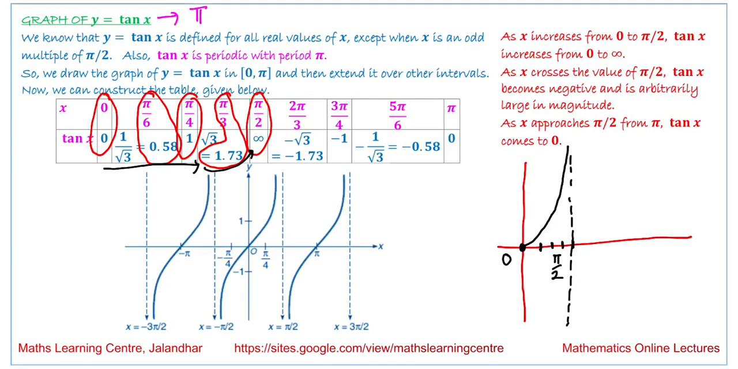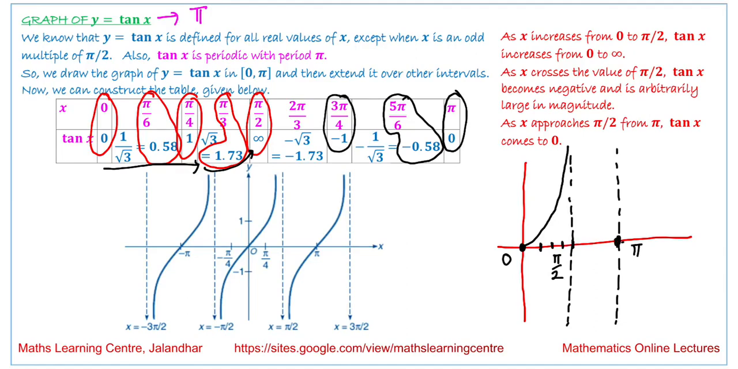Next we are plotting for the interval pi by 2 to pi. We are drawing the line over here. Corresponding to pi, the value is 0. Corresponding to 5 pi by 6, the answer is minus 0.58, then minus 1, then minus 1.73. So these values are increasing. So the graph in this portion is in this form. So this is the graph of the function tan x.